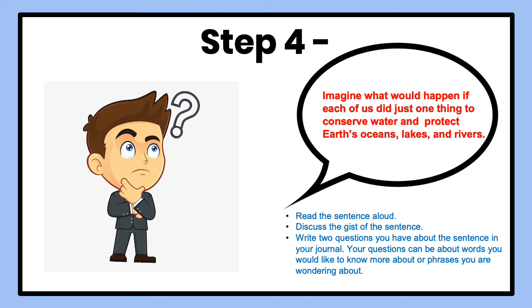So you would read the sentence aloud, discuss the gist of the sentence. The gist of the sentence is what the sentence is mainly about. And then you are to write 2 questions you have about the sentence in your journal or on a sheet of paper. Your questions can be about words you would like to know more about or phrases you are wondering about. Pause the video and discuss the gist along with your 2 questions.